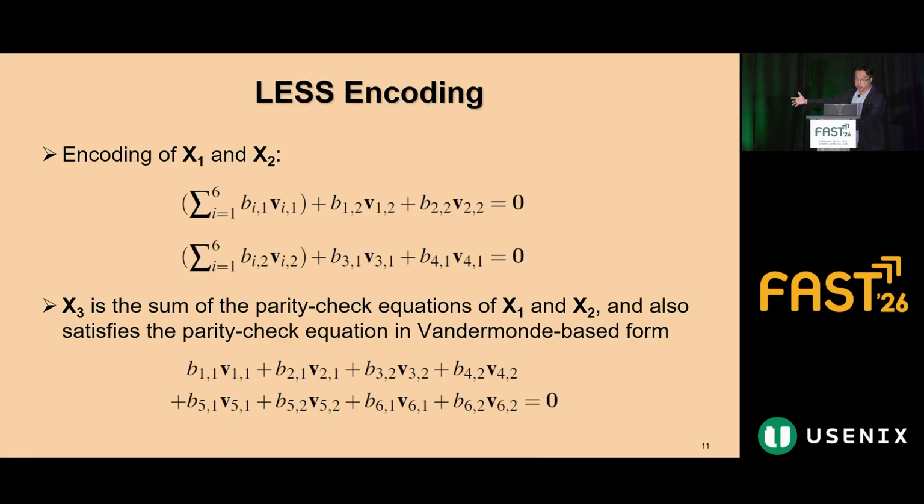So in this particular example, basically, after we form the parity check equations for X1 and X2, X3 is just the sum of the parity check equations of X1 and X2 and automatically satisfies the parity check equation in Vandermonde-based form. Now, to be more rigorous, what we do is encode alpha extended substripes by choosing carefully designed coefficients, and the last extended substripe will be automatically formed. So the details will be in the paper.